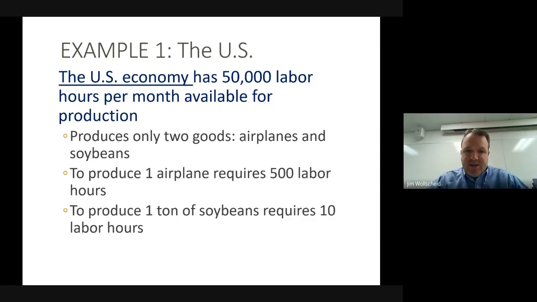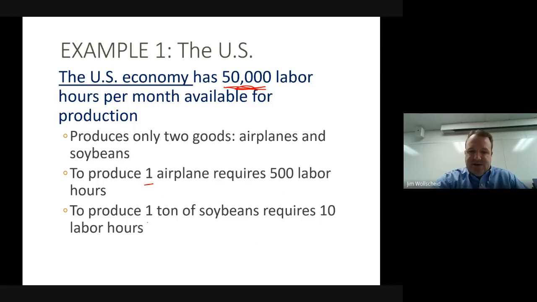So, example one, the United States. The United States has 50,000 labor hours per month available. So we have people available to work, and I just gave you some magic number of labor hours. We did not look them up. This is just an example. That's not an exact number. I don't spend a lot of time looking at exact numbers because numbers change year to year. But we should have kind of this general idea of where things are. So here we're just going to use a basic number, 50,000. Why? It makes life easier.